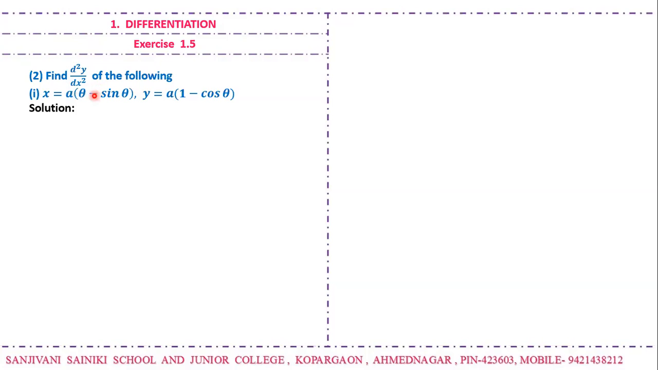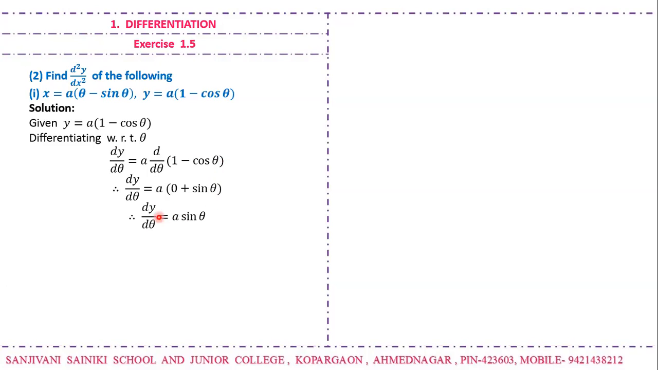Again d2y by dx square, but it is given x is equal to a times (theta minus sine theta) and y is equal to a times (1 minus cos theta). Now here x is expressed in terms of theta and y is expressed in terms of theta. So here we have to use the parametric differentiation. Now take y and differentiate with respect to theta. a is a constant, so we have to find only the derivative of 1 minus cos theta. So the derivative of 1 is 0 and the derivative of cos theta is minus sin theta. So we get dy by d theta is equal to a sin theta.